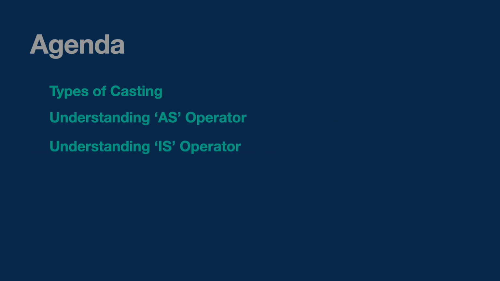So let's begin. Here we see the things we are going to discuss with type casting. We will see the types of casting, and then understand the as operator and the is operator, as I mentioned. These are very nice tools to convert one type to another in casting. Again, we'll see the best practices using the as and is operators and the minor differences between them. Next we have the types of casting.